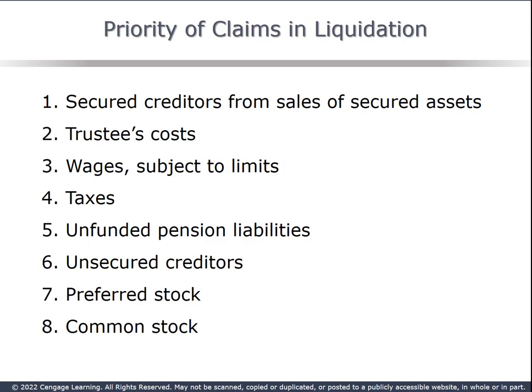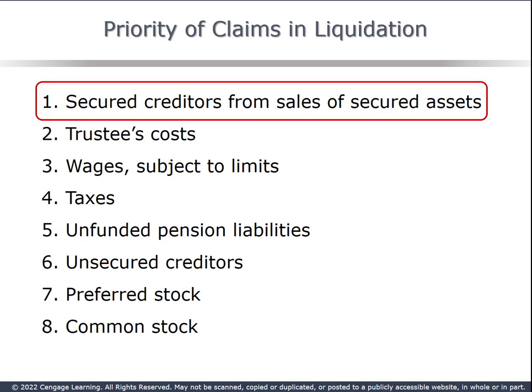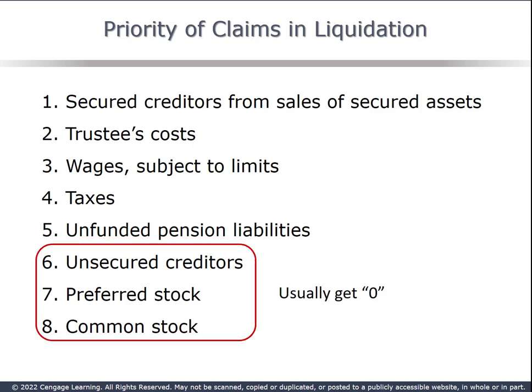This lists the priority of claims under a liquidation filing. Note that secured creditors come first. They are paid from the proceeds of selling the collateral securing the debt. If not paid in full, any remaining claim goes in with unsecured debt. Also note, unsecured creditors and stockholders, preferred and common, generally get nothing.